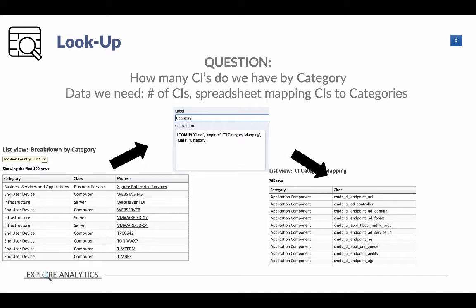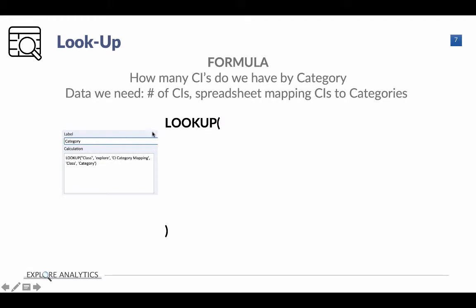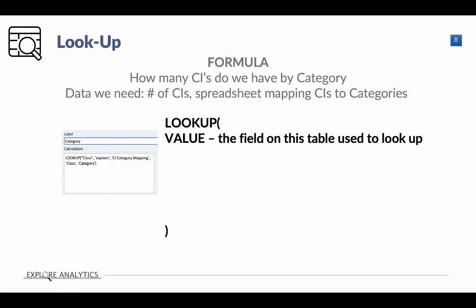The way that the lookup works is you can see this text function here. We're going to create this function, and the first value we're going to pass into it is the value. That's the field that we're using on the table we're running the report against to look up to the other table and pull the data. So in this example, from the incident table, we're going to use the class column to look up onto the CI category mapping to display the category.